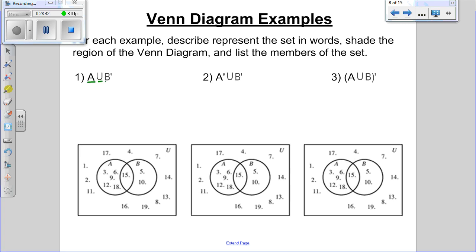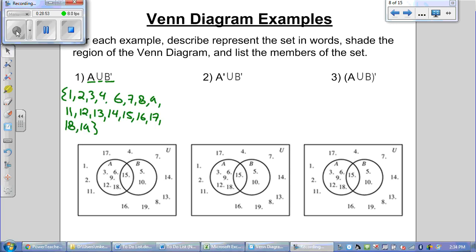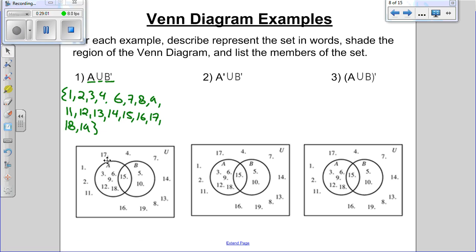So the first question was things that are in A or not in B. So if you were to shade this out, I'm looking for things in A, and shade in everything in A. And it says, or not in B. So in red, I'm going to shade in everything that's not in B. Alright.